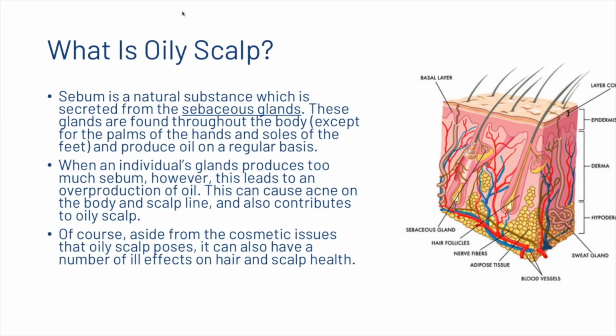Sebum is a natural substance which is secreted from the sebaceous glands. These glands are found throughout the body and produce oil on a regular basis. When an individual's glands produce too much sebum, this leads to an overproduction of oil. This can cause acne on the body and scalp line and also contributes to oily scalp. Of course, aside from the cosmetic issues that oily scalp poses, it can also have a number of ill effects on hair and scalp health.